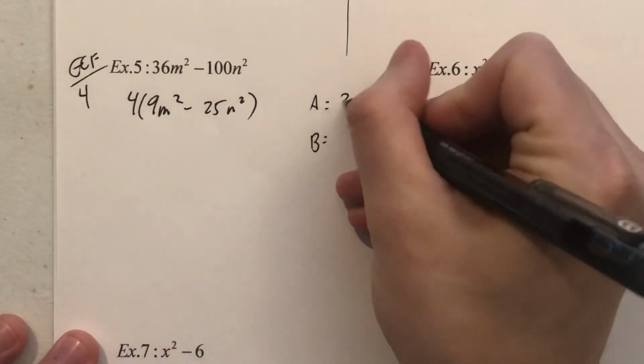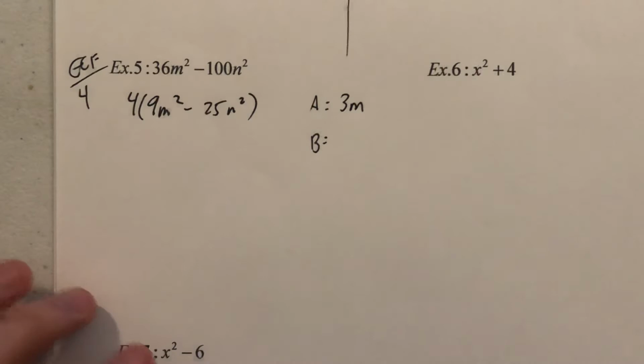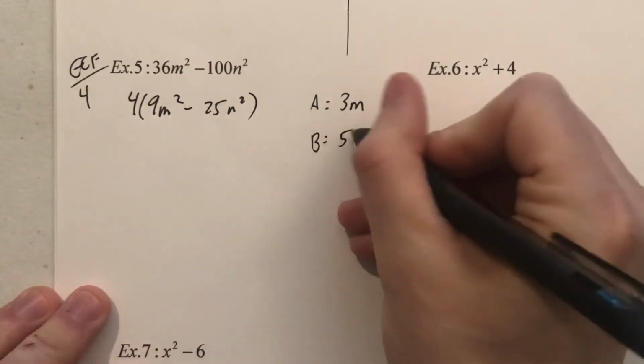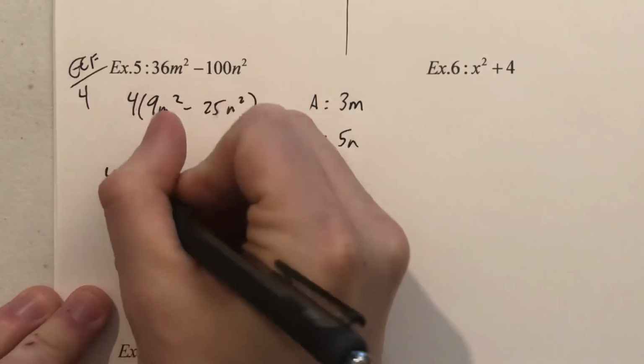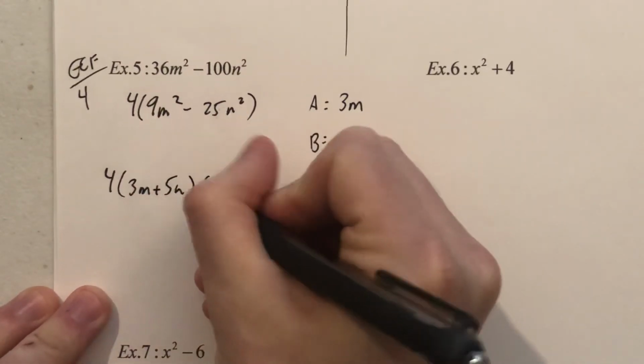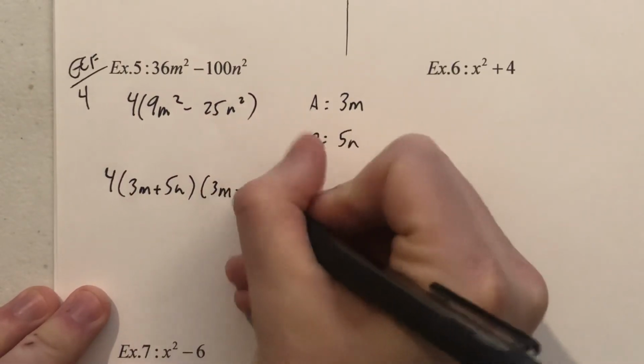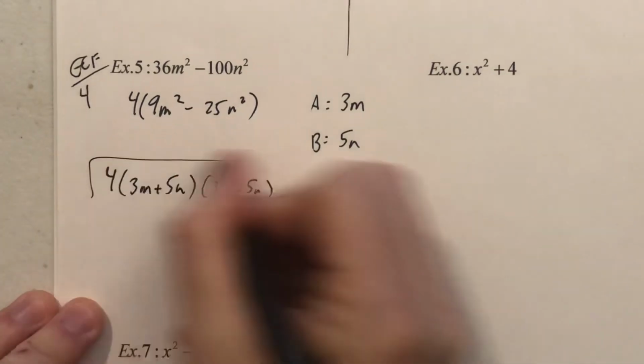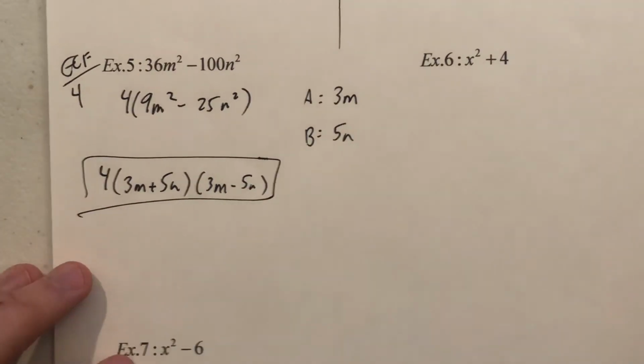Now that we've done that, the question of a and b for this problem: what do you square to get 9m squared? 3m. What do you square to get 25n squared? 5n. And so 4 times 3m plus 5n and 3m minus 5n. And then that is finished.